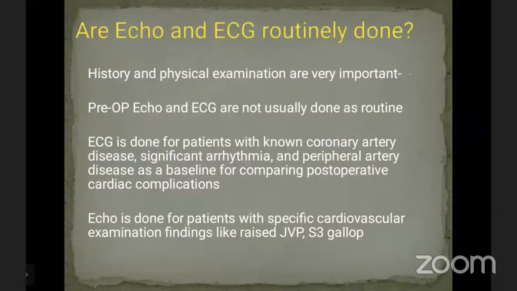So are echo and ECG routinely done for any preoperative patient? Preoperative echo and ECG are not usually done as routine tests. For example, ECG is done for patients with coronary artery disease, significant arrhythmia, or peripheral artery disease as a baseline for comparing post-operative cardiac complications. Echo is done for patients with specific cardiovascular examination findings like raised jugular venous pressure and S3 gallop. That is why history and physical examination are very important and usually sufficient to determine the need for these tests.